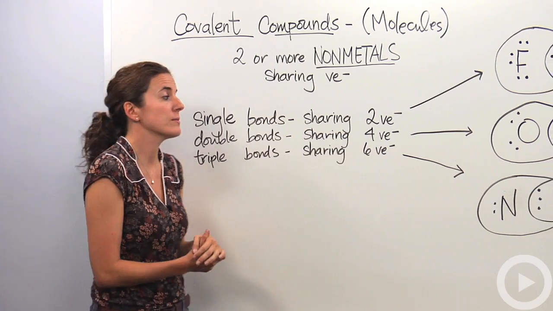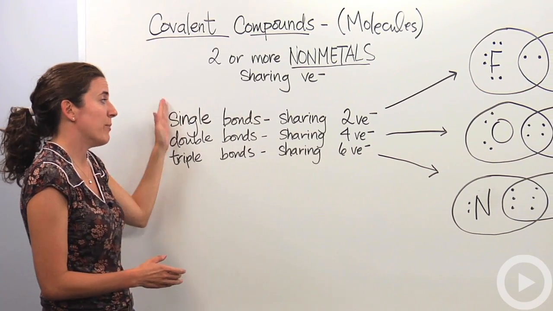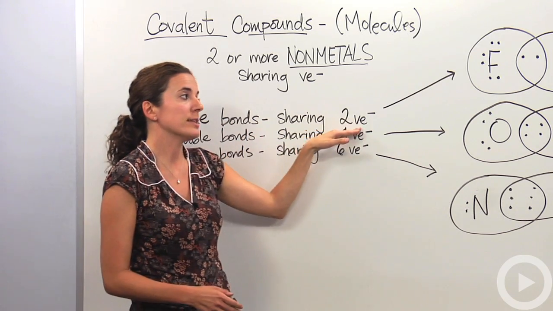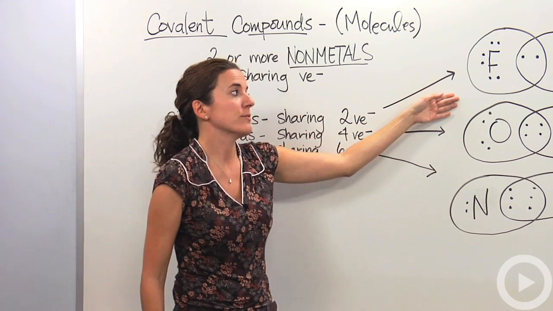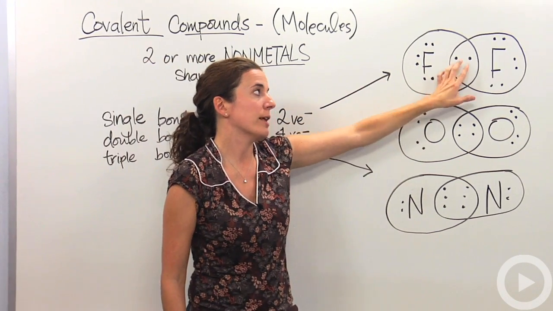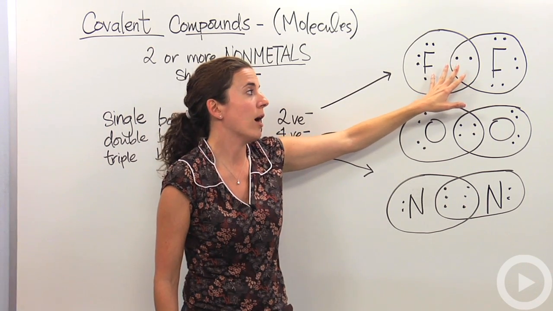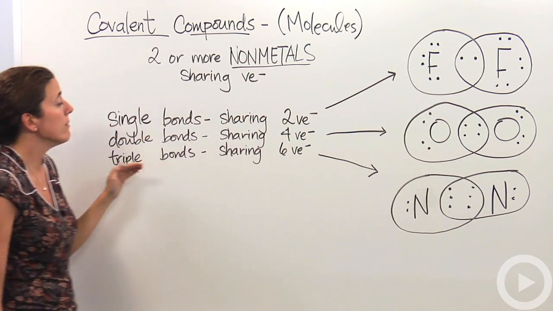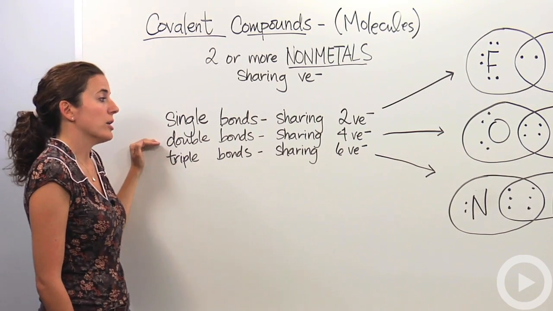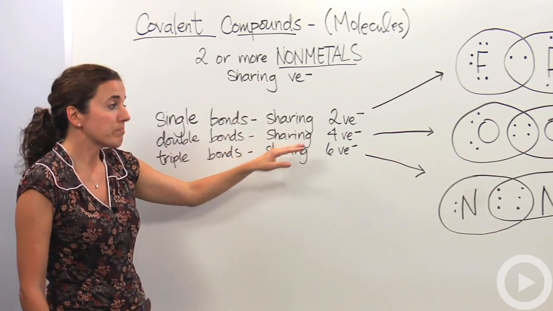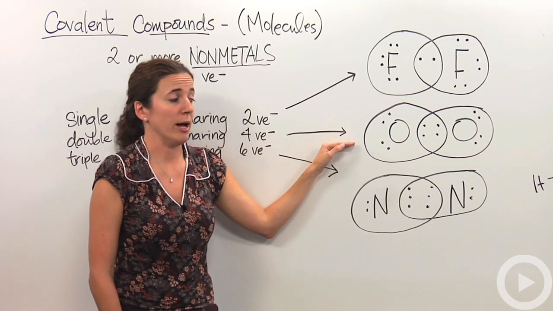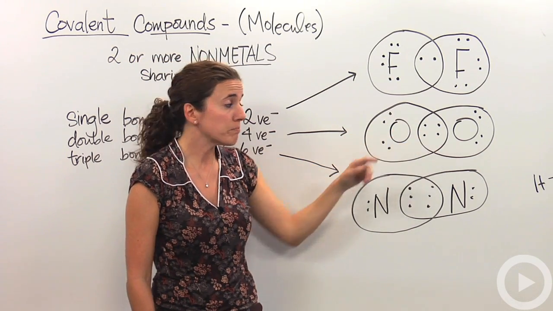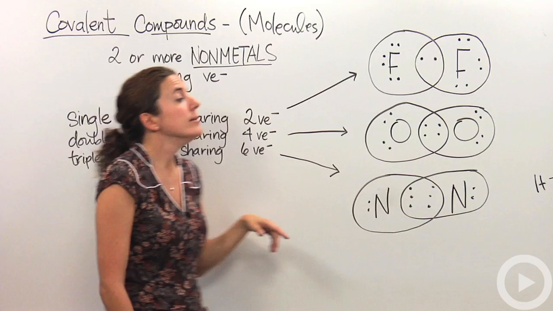Okay, so two nonmetals. All right, so let's look at the different types of bonds that can occur within a covalent compound. We can have a single bond, which is a sharing of two valence electrons. For example, fluorine. Notice fluorine's sharing the two valence electrons in there, making them both have 8 electrons around their outer shell, which is what they want. Double bonds share 4 valence electrons within each other. Oxygen's a good example of a double bond. When oxygen bonds with itself, it shares 4 electrons, creating a double bond here.